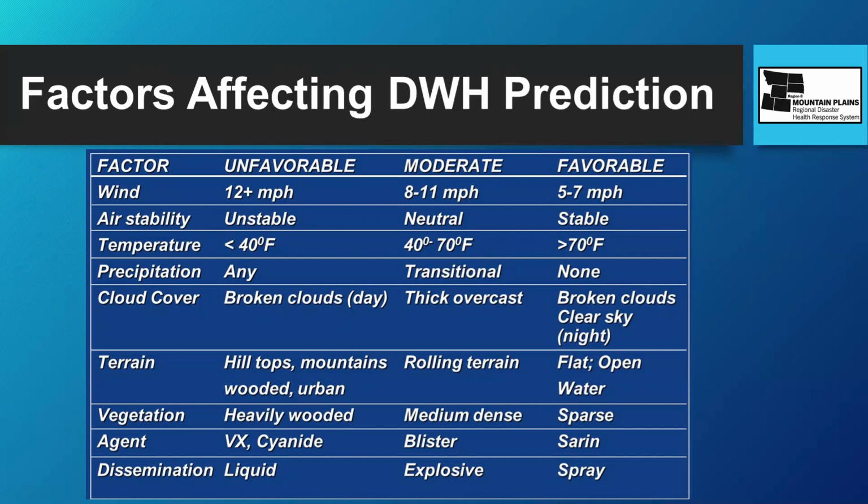The nerve agents, such as VX, unfavorable. It's an oily compound, it's liquid, hangs around for a long period of time, and it volatilizes slowly. On the other hand, if you look at the right-hand column and you look at the agent list, sarin volatilizes very easily and disperses relatively quickly.